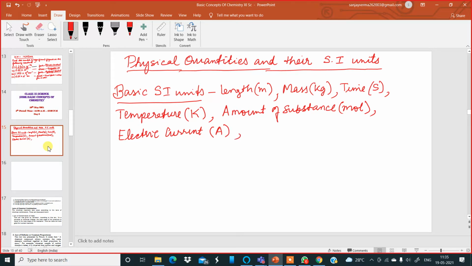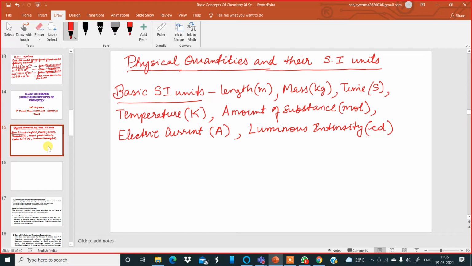And the seventh one is called luminous intensity. Its unit is candela. In short, we write it as small c, small d. Are you getting it? Angular displacement is dependent on something, so we will not consider that under basic SI units.